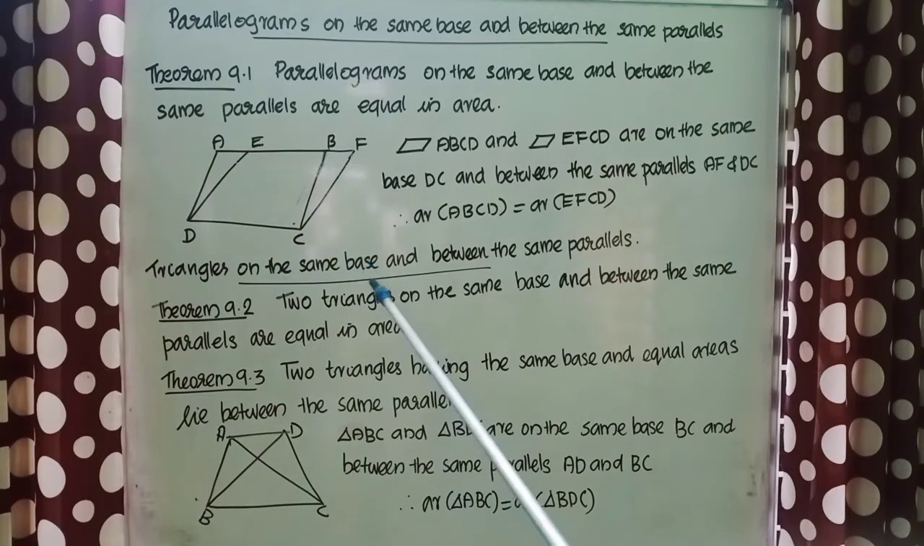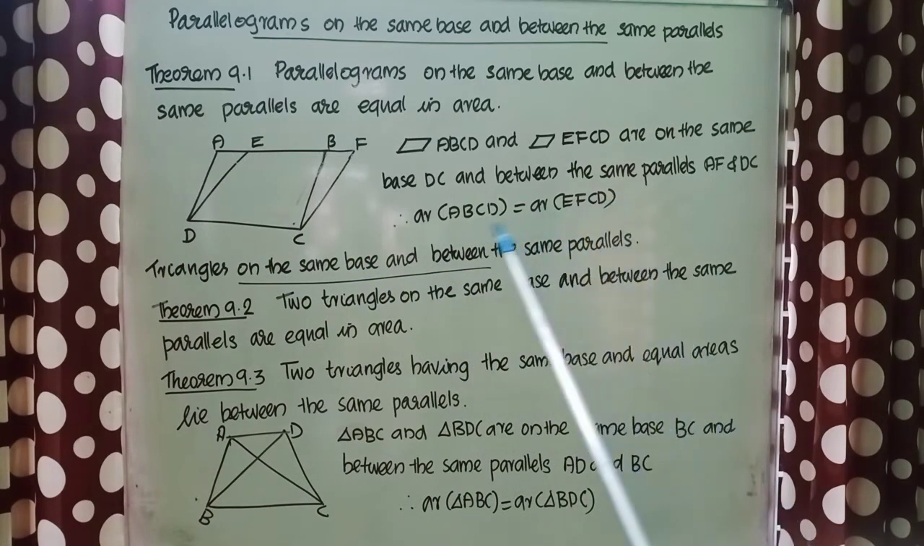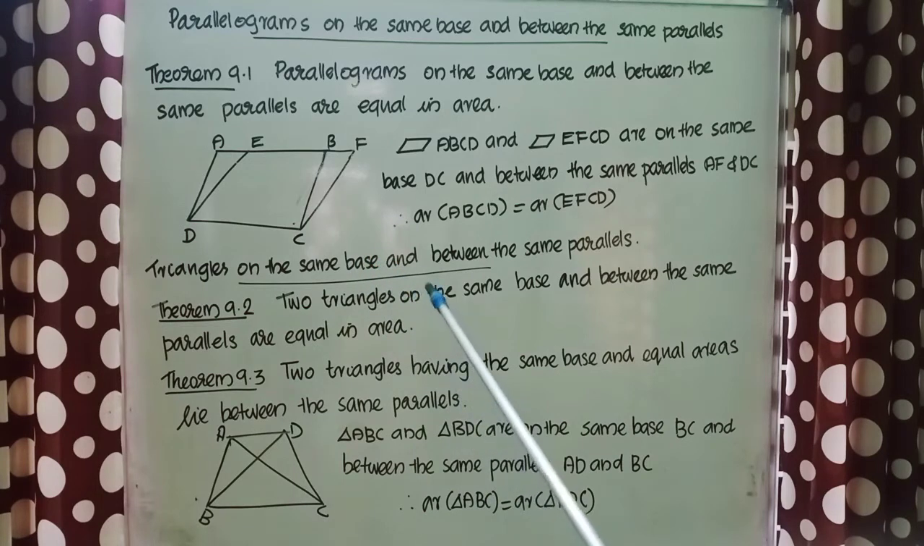Next, triangles on the same base and between the same parallels. Theorem: two triangles on the same base and between the same parallels are equal in area. Next theorem: two triangles having the same base and equal areas lie between the same parallels. See the figure. You can see this triangle ABC and this triangle BDC. Both are lying on the same base BC and lying between the same parallels AD and BC.